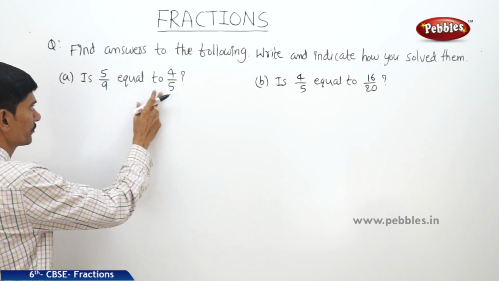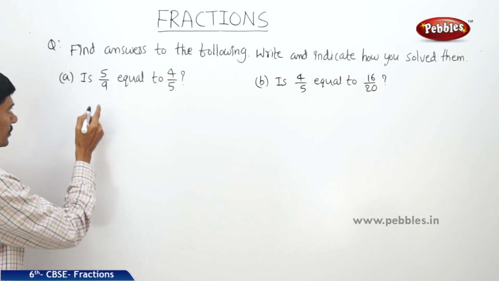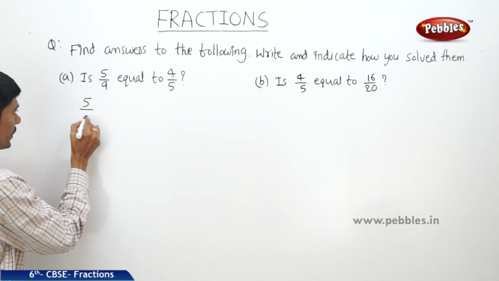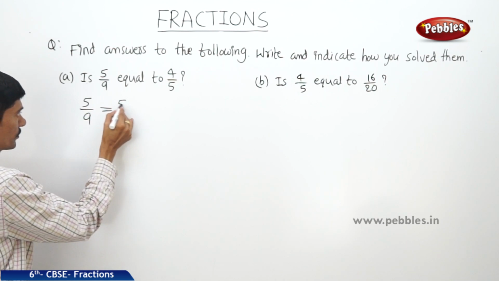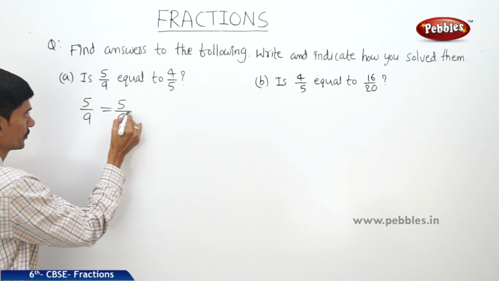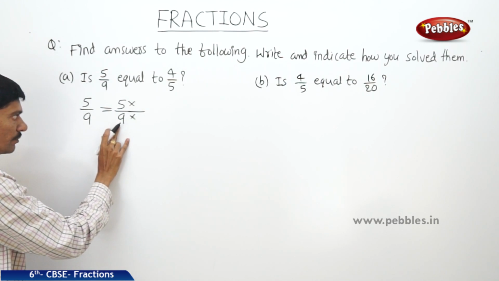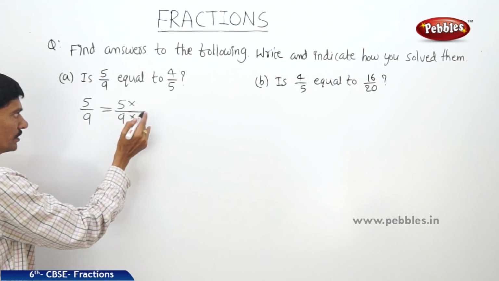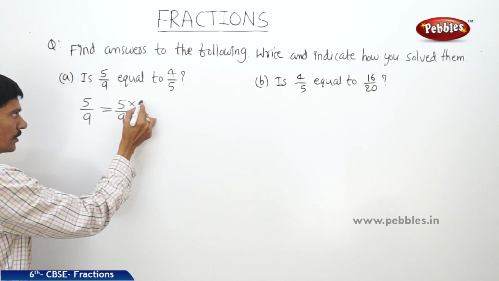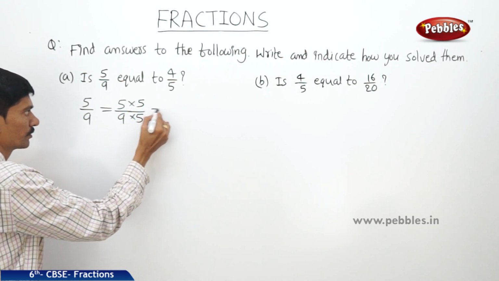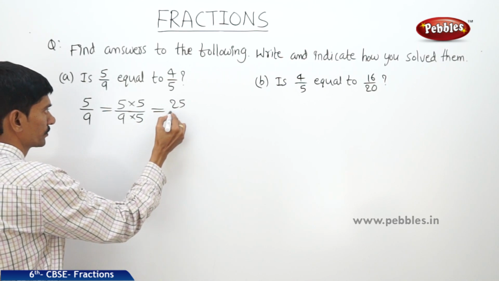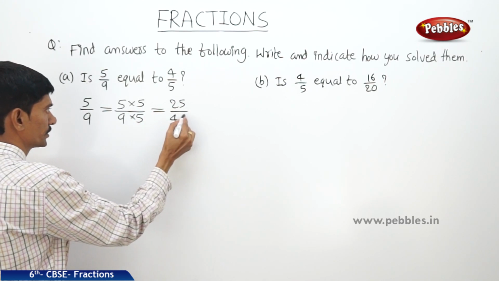The LCM of 9 and 5 is 45. So 5 by 9 can be written as 5 by 9 into, to make the denominator 45, the denominator 9 should be multiplied by 5. So the numerator also is multiplied by 5. So then we get 5 5s are 25 by 9 5s are 45.